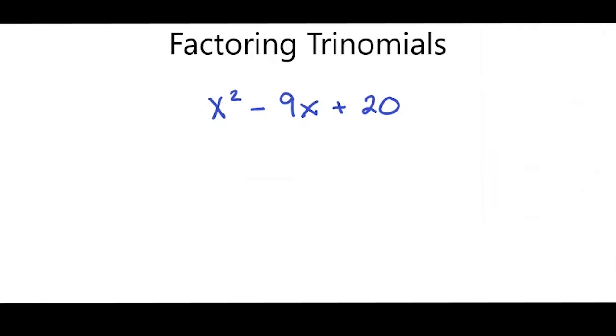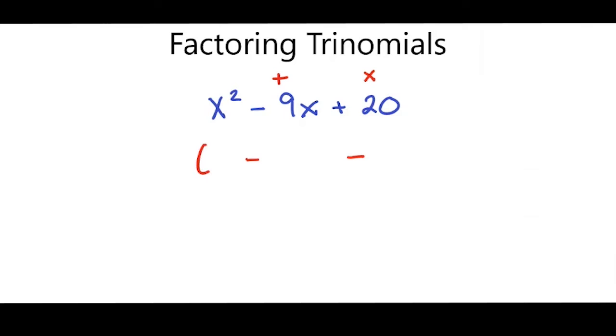So here I have x squared minus 9x plus 20. Well, I need to find what two numbers multiply to be positive 20, but add together to be negative 9. Well, if I have two numbers that add together to be a negative number and multiply together to be a positive number, that means that they are both going to be negative.